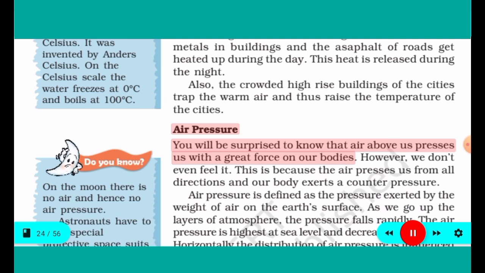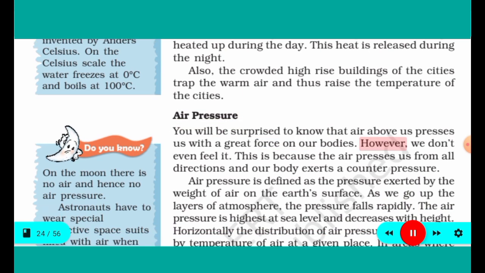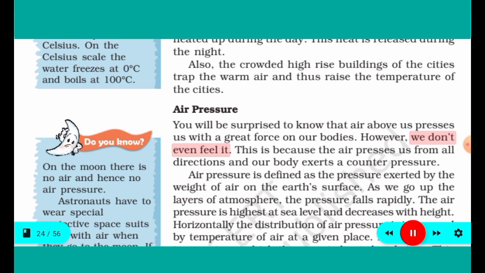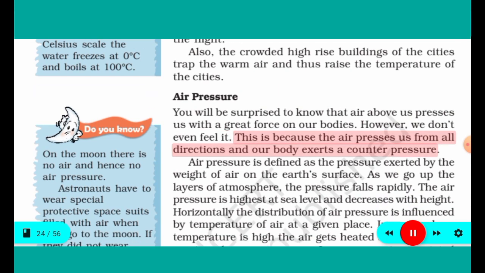Air pressure. You will be surprised to know that air above us presses our bodies with a great force. However, we don't even feel it. This is because the air presses us from all directions and our body exerts a counter-pressure.